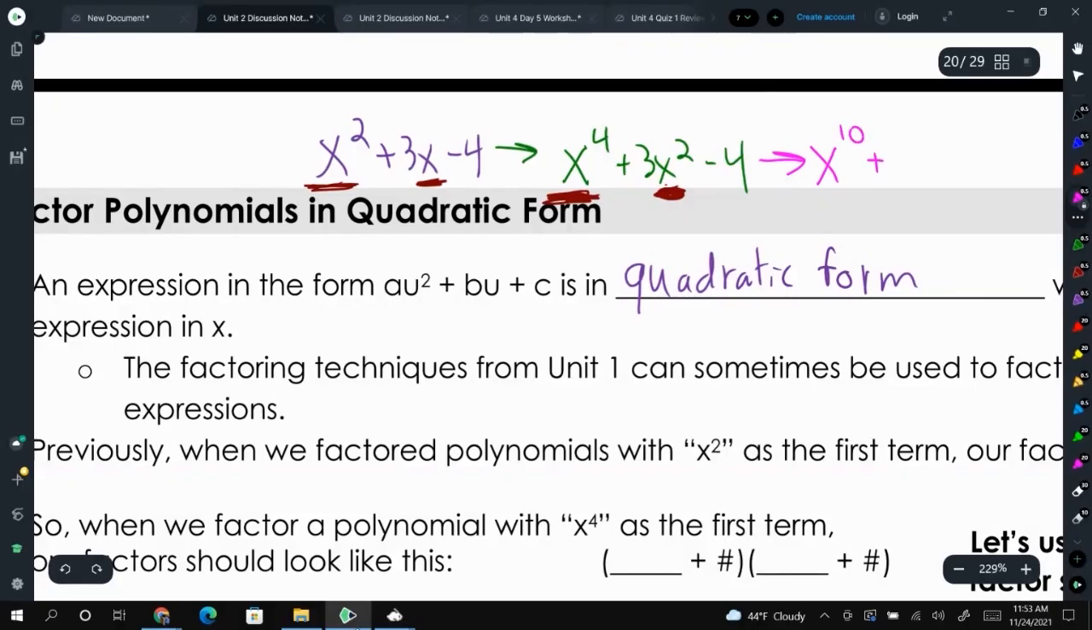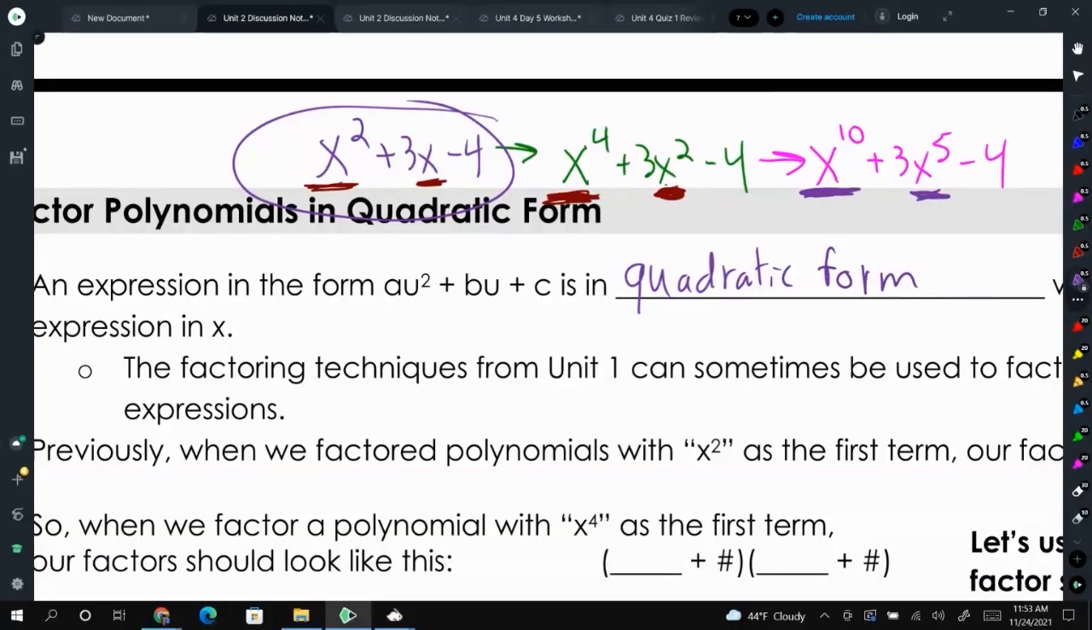What about x to the 10th plus 3x to the 5th minus 4? We can factor that the same way because our something here is x to the 5th, and we have that something squared in the front. X to the 5th squared, multiply the exponents, you get 10, plus 3 of that something, x to the 5th, minus a constant. So this is in quadratic form, and we can factor those the exact same way we did quadratics back in Unit 1, things that look like this.